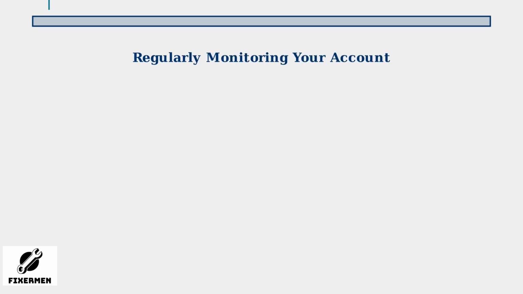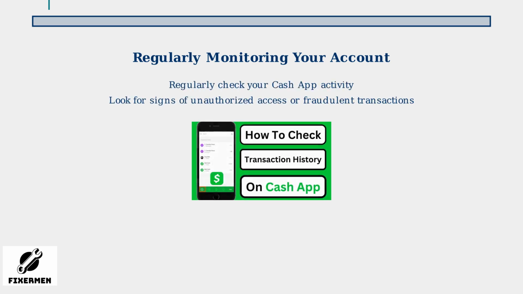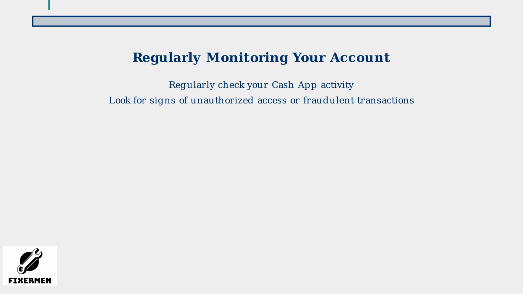Regularly monitoring your Cash App account is crucial for maintaining security. Make it a habit to check your transaction history frequently for any signs of unauthorized access or suspicious activity. Access your activity by opening the Cash App and tapping on your profile picture, then selecting Activity to review recent transactions. Enable transaction notifications in your app settings to receive alerts for every transaction. Go to Settings, then Notifications, and turn on Transaction Alerts.